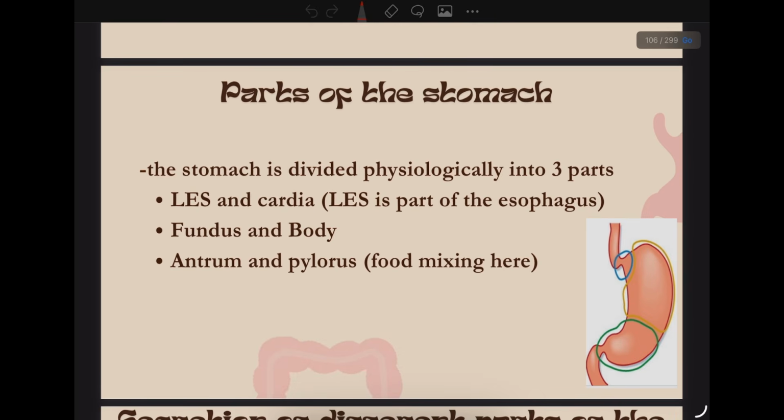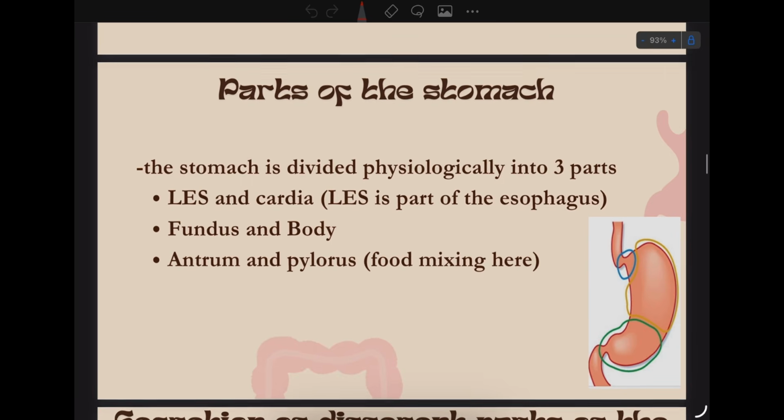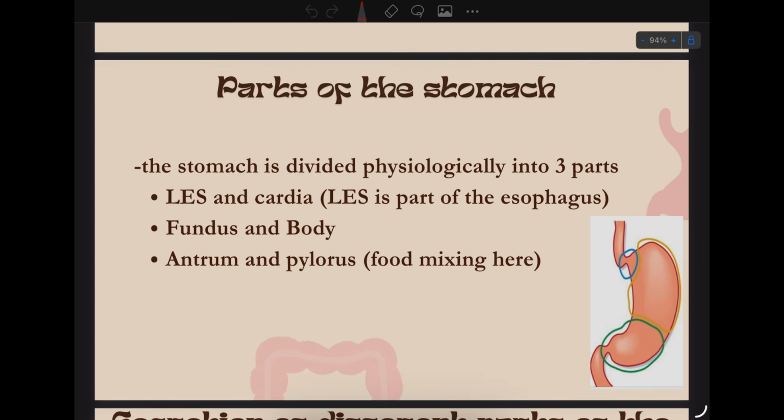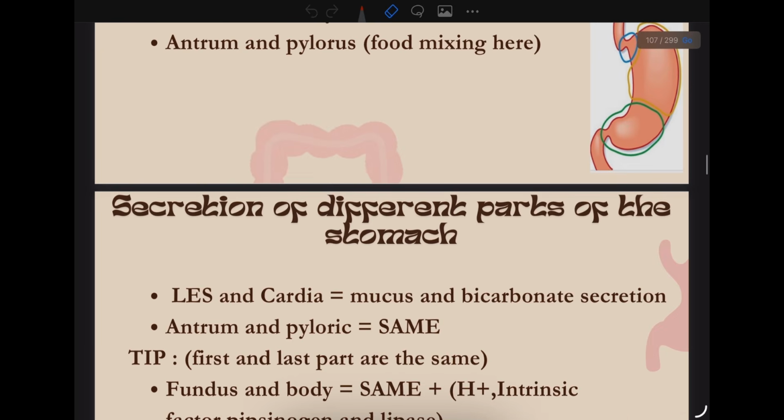Let's divide the stomach into 3 parts to understand this concept. You have the lower esophageal sphincter and cardia. I know the lower esophageal sphincter is part of the esophagus, and that's not something we'll discuss here. It's just that they have similar functions, so we will put them together. Now we also have the fundus and the body, the yellow part here, and the antrum and pylorus, this part, where we mix food and grind it and all of that. We'll discuss more later. Why did I divide it this way?